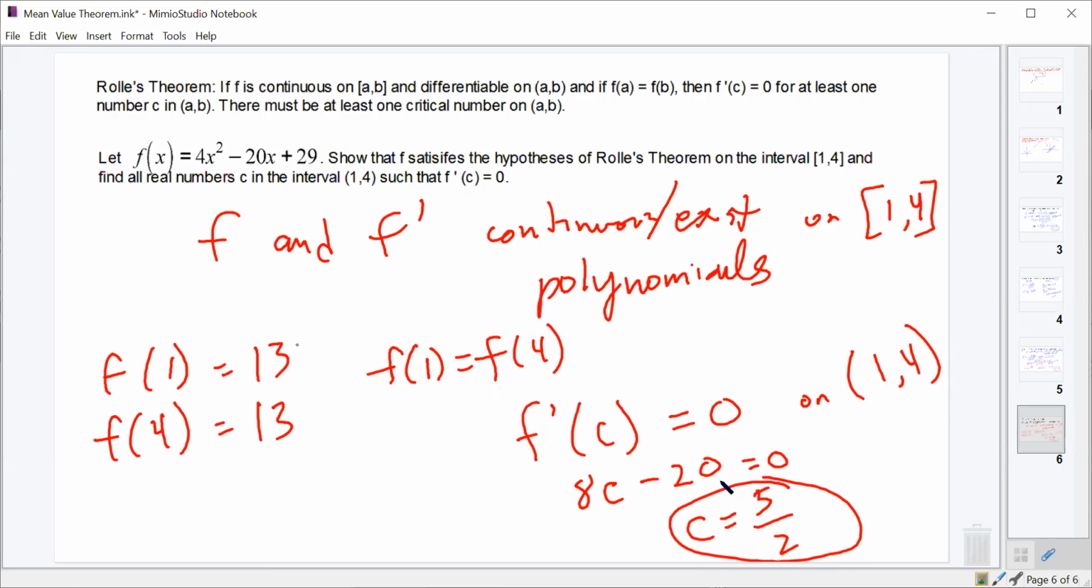And that's it. Any questions on that? Hopefully that's what you did and what you got. Any questions on the mean value theorem or Rolle's theorem? Rolle's theorem just being a special case of the mean value theorem.